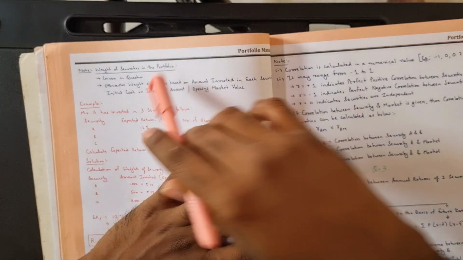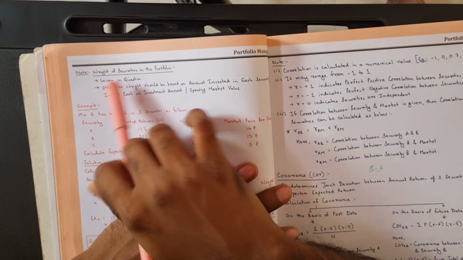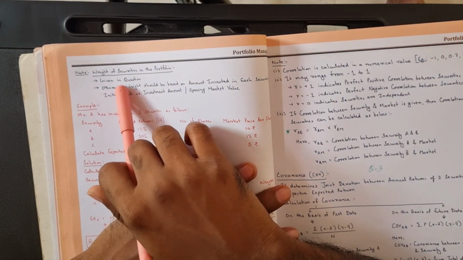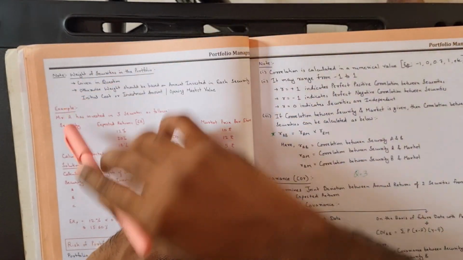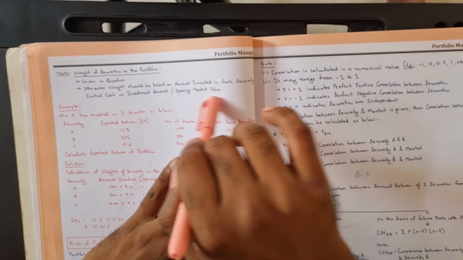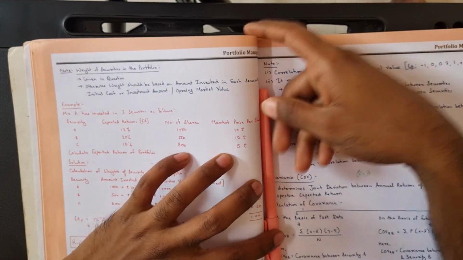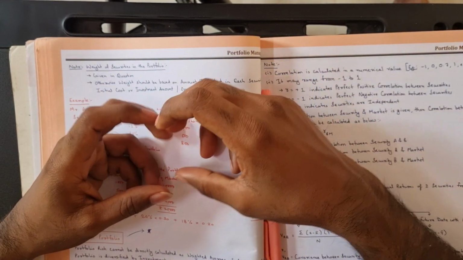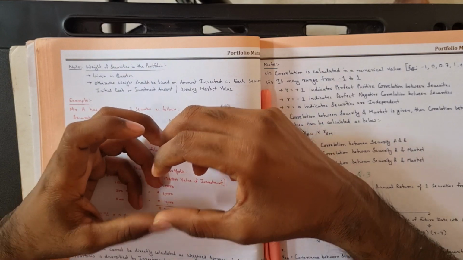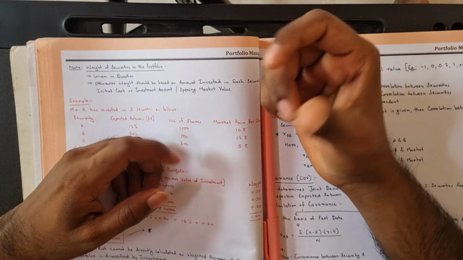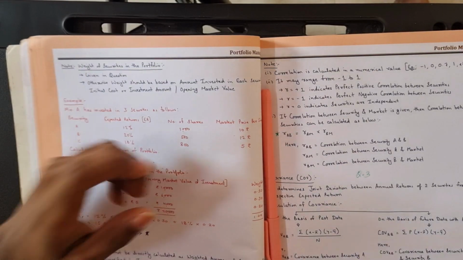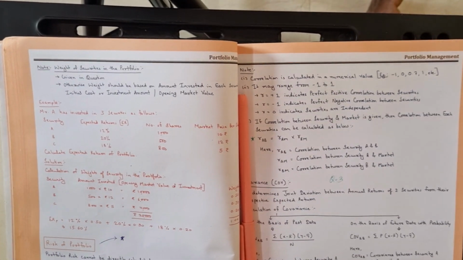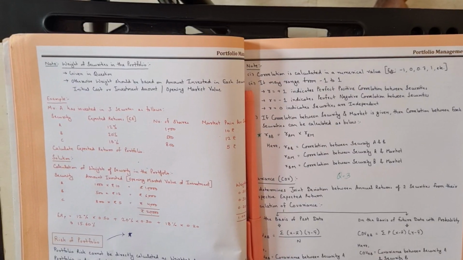Next, there are some notes in this part. The weight of securities in the portfolio can be given in the question. Otherwise, weight should be based on the amount invested in each security, that is the initial cost or investment or opening market value. So we calculate the weights based on the amount invested in it at the beginning of the period and not at the end of the period.